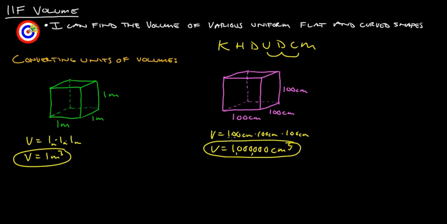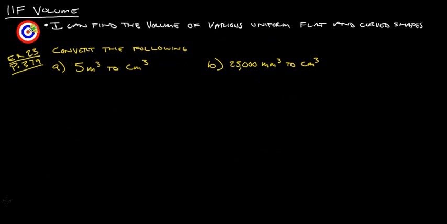So here's our 1, and there's our decimal. We move it over twice, 3 times. So there's 1, 2, 3 times, and again we fill in all those zeros. And look, you have 1,000,000 centimeters cubed, just like over there. Alright, so that's how you convert units.